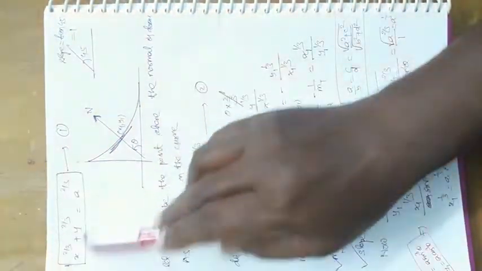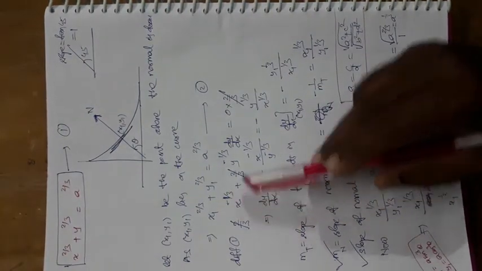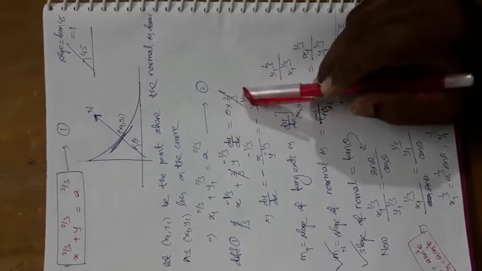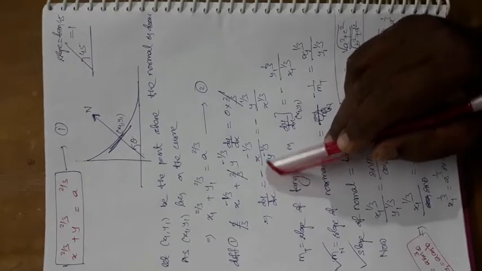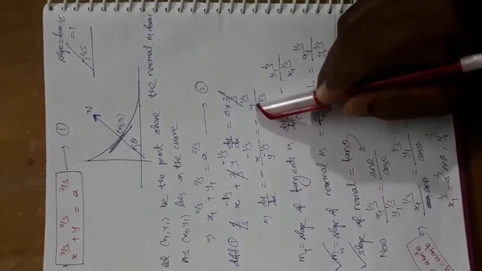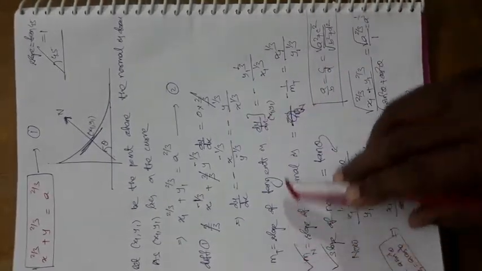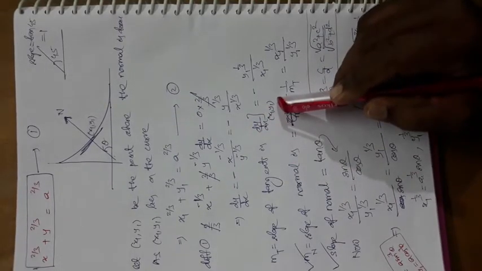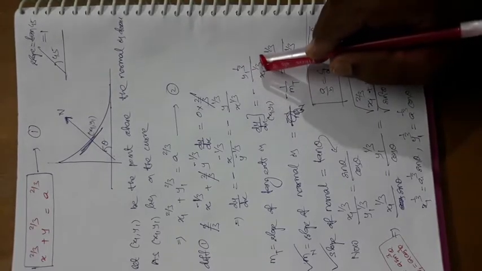Now differentiate this equation 1. You get 2/3 x to the power minus 1/3, plus 2/3 y to the power minus 1/3 into dy by dx is equal to 0. Now what is dy by dx? It is minus x to the power minus 1/3 by y to the power minus 1/3. It is minus y to the power 1/3 by x to the power 1/3. Similarly, the slope of the tangent: dy by dx at the point x1, y1 is minus y1 to the power 1/3 by x1 to the power 1/3.